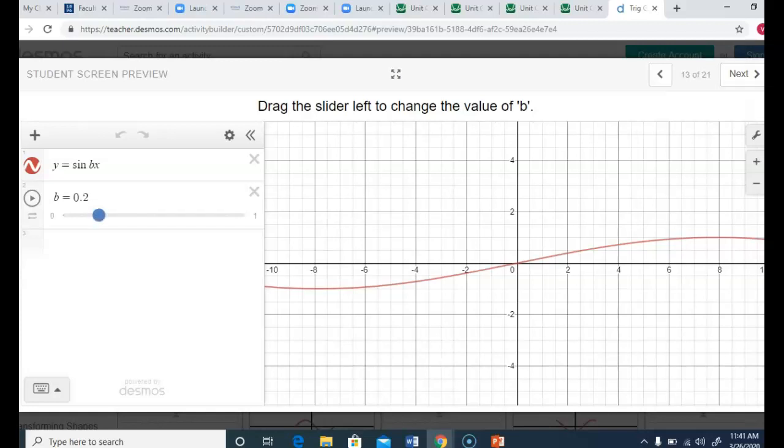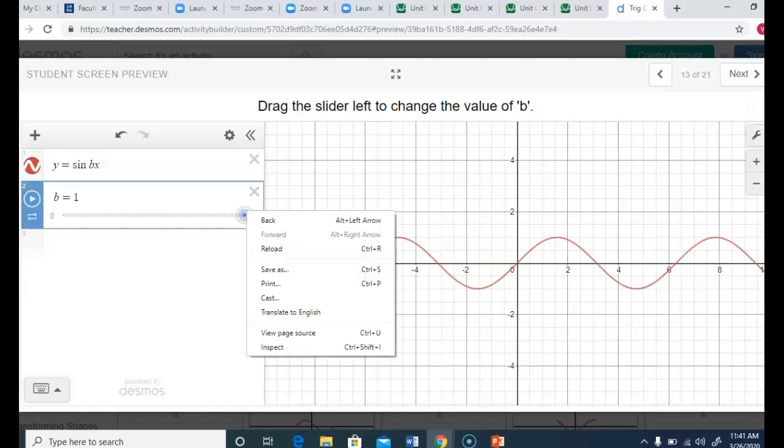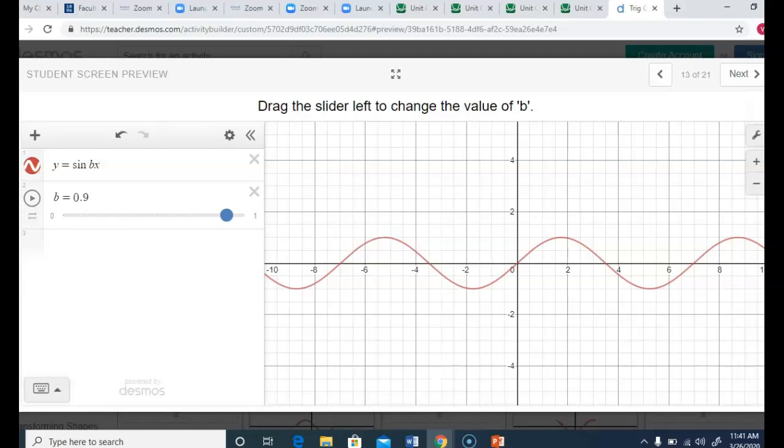All right, we can also look at it when B is less than 1. So I'm going to move this over to where B is 1. So we're starting here with our standard sine graph. But when B is less than 1, if you notice what happens here, it actually stretches it out. Okay, so let's look at B being 1/2 or 0.5.